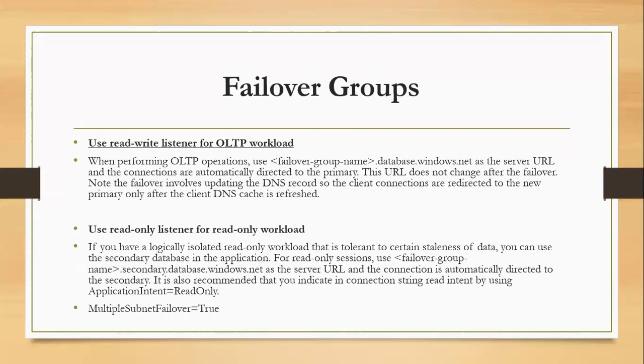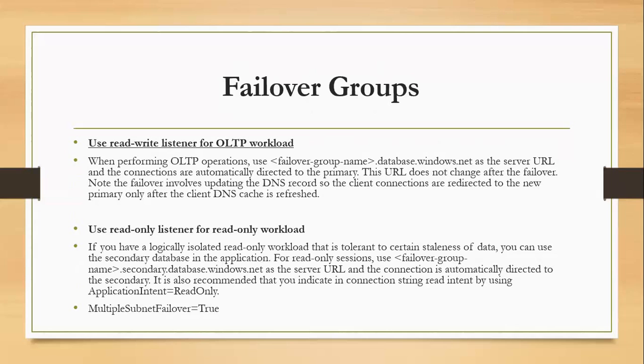Geo-Replication also supports failover groups, which are not the same as the failover group in AlwaysOn. It provides you two different listener URLs. One is for read-write connection, which will connect to your primary database, and another one is for read-only connection, which will connect to your readable secondary database. The URL is the failover group name. You will have to provide a failover group name, and then .database.windows.net is the URL which you can use to connect to your primary database. In case of failover, this URL will also fail over to your new primary. And for read-only connection, the URL that you should use is failovergroupname.secondary.database.windows.net. So this will connect to your secondary read-only replica.